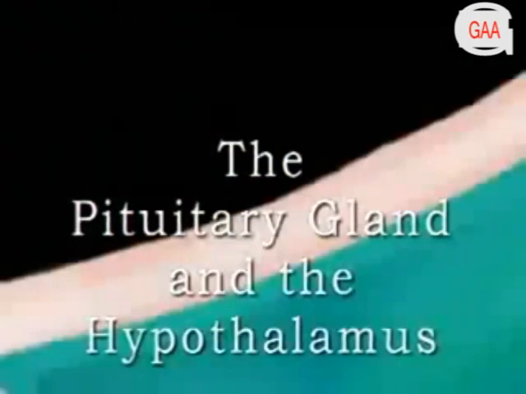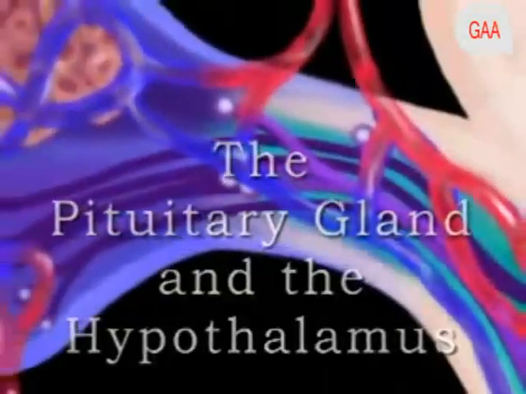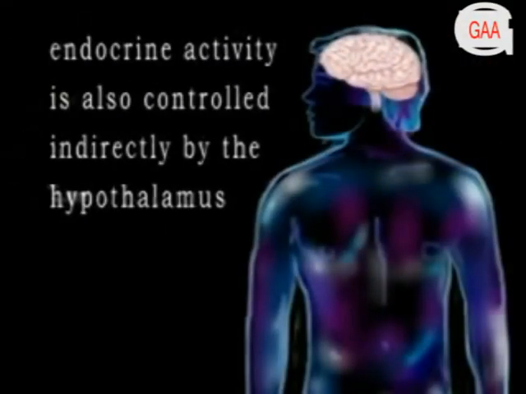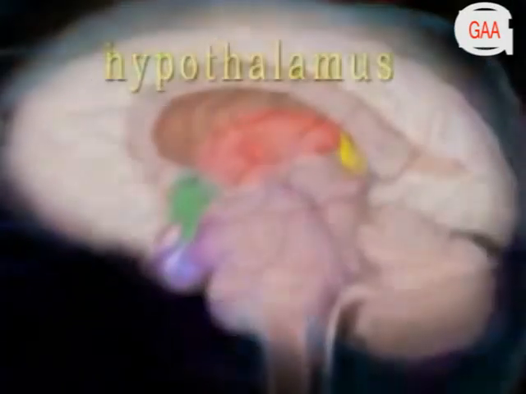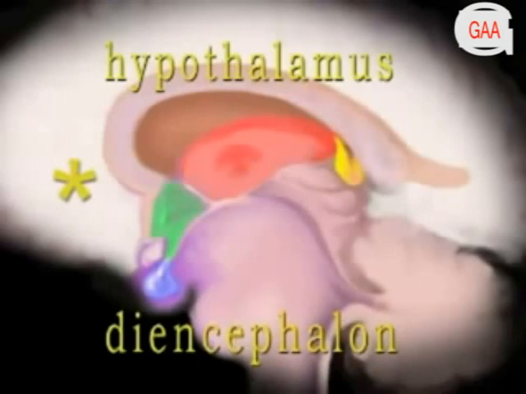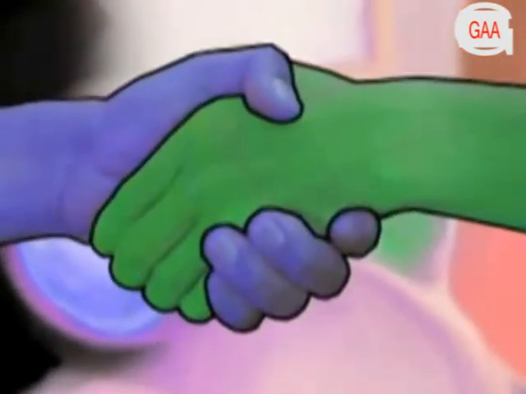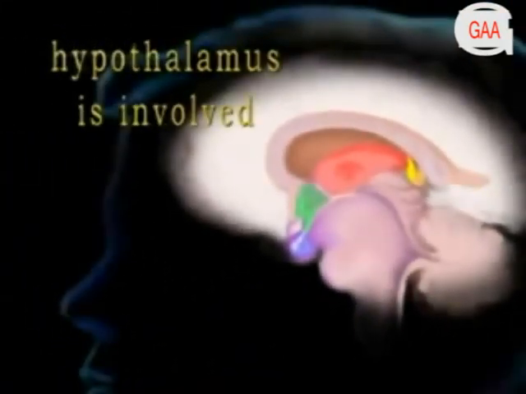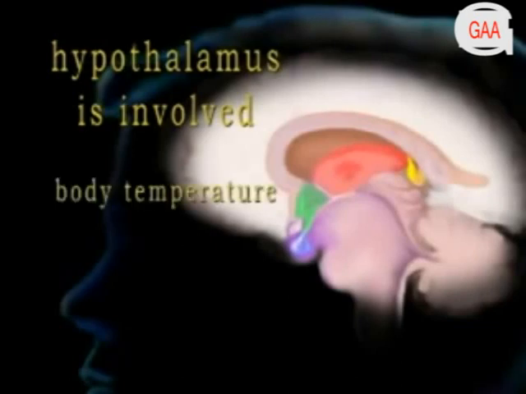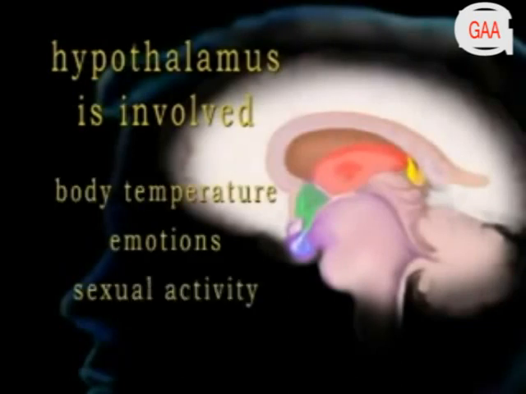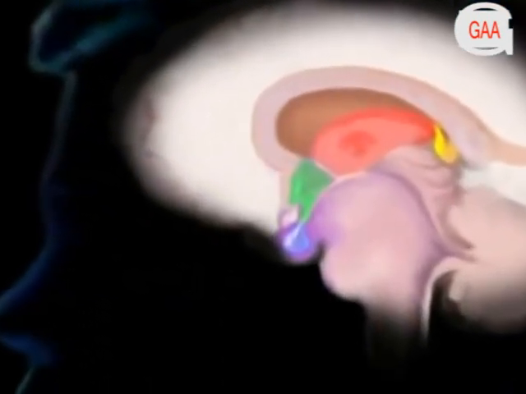The major center of the endocrine system is the pituitary gland. However, the endocrine system is also controlled by the hypothalamus, part of the nervous system, located in the diencephalon or interbrain. This is where the nervous system and the endocrine system shake hands. The hypothalamus is involved in control of our body temperature, emotions, and sexual activity, among many other things. These activities are initiated by the hypothalamus based on negative feedback. The hypothalamus accomplishes this in three ways.